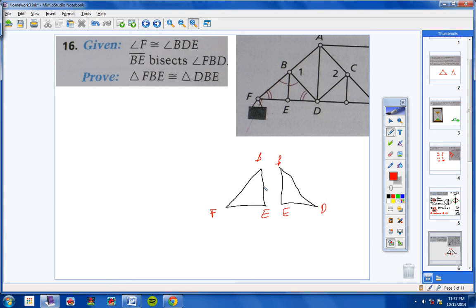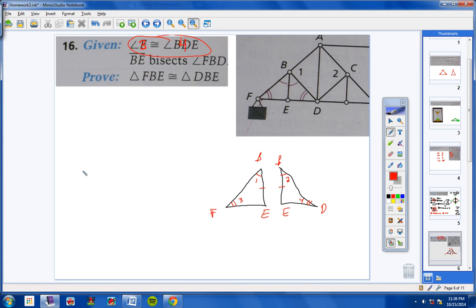Now we know we can definitely state that BE is congruent to BE, and we know for sure we can state this angle here is congruent to this angle here. Let's call them angles 1 and 2. And we know we definitely can state this angle here is congruent to this angle here, because that's given to us right here. Okay, so we'll call those angles 3 and 4. So if it's okay with you guys, I'm going to call angle F angle 3, and I'm going to call this angle here angle 4, okay?